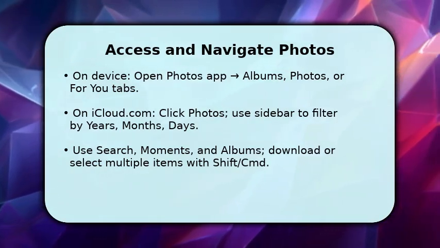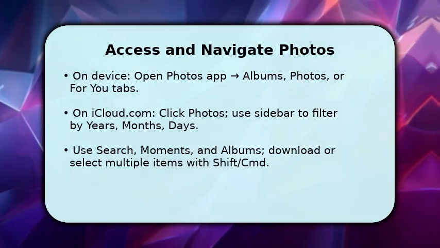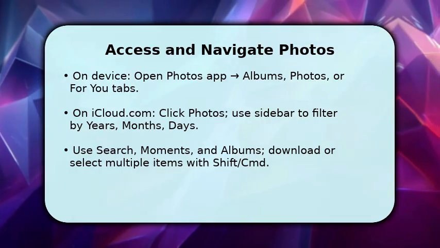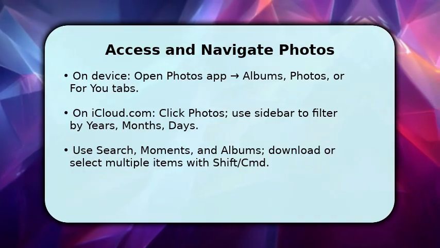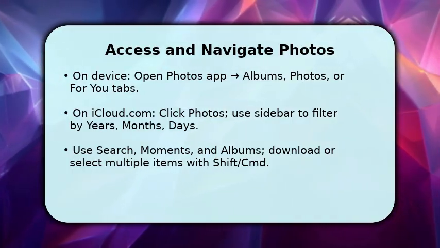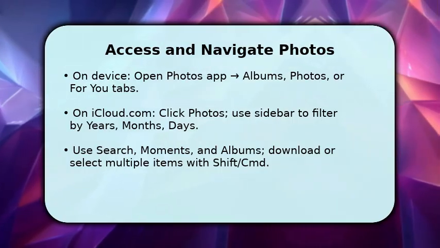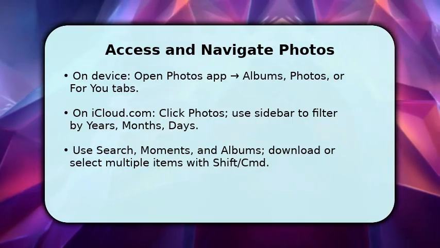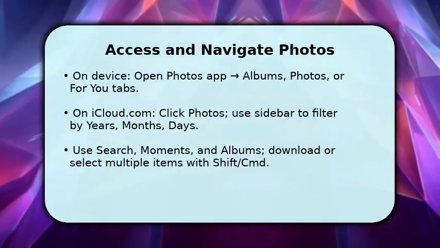On iPhone or iPad, open the Photos app and use the Photos tab to scan by date. Use Albums to find camera roll or shared albums. On Mac, launch Photos and use sidebar views or the search field to locate faces, places, or keywords. On iCloud, click Photos and filter by years or months for fast scanning. To grab images, select multiple with Shift or Command, then export or download. Make sure to let large libraries finish loading before heavy operations.